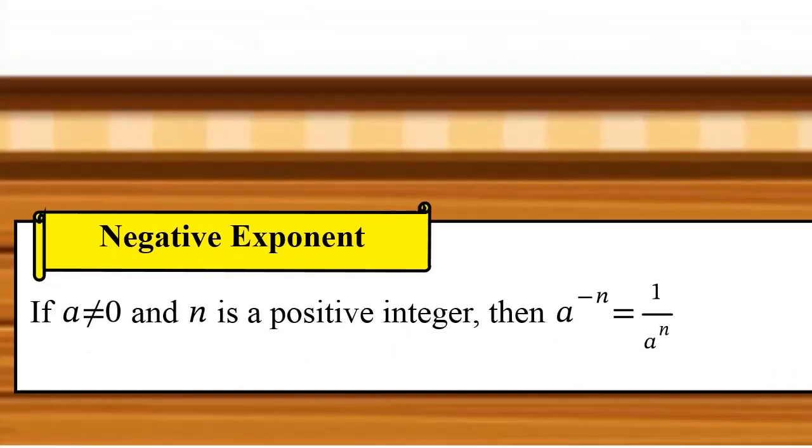Another rule is the negative exponent. If a is not equal to 0 and n is a positive integer, then a raised to negative n is equal to 1 over a raised to n.